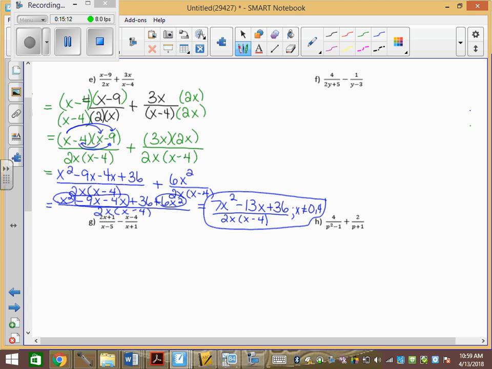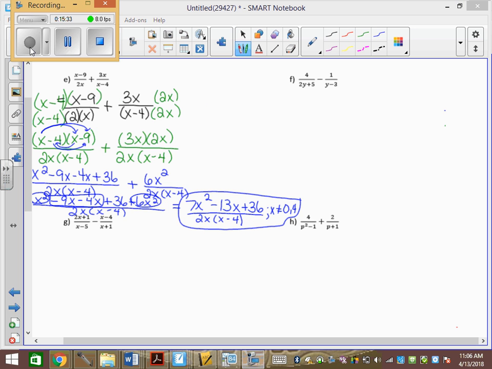I want you to try G. Try G and F, sorry. G and F. Try F first, it's easier. By the way, there's nothing in common. You have to multiply each denominator by each other. There's nothing in common. They're both binomials. No GCFs out.